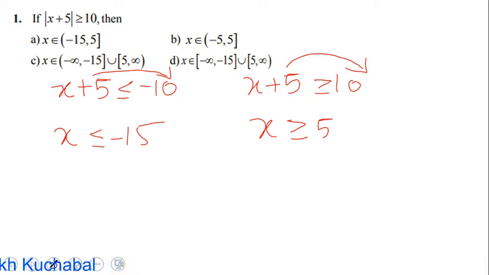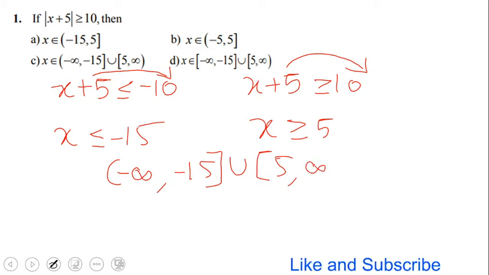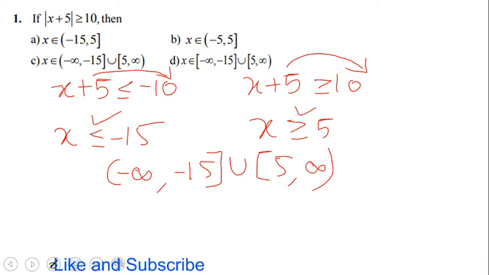Therefore the solution is minus infinity to minus 15, union one more, which is 5 to infinity. I have taken a closed interval because here it is less than or equal to and here greater than or equal to, so the equality sign is there. So clearly we observe that option C is the right answer here.